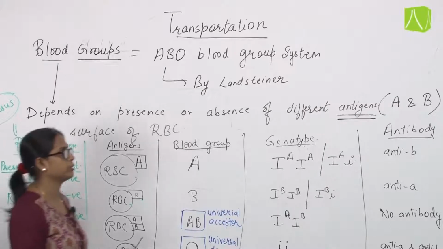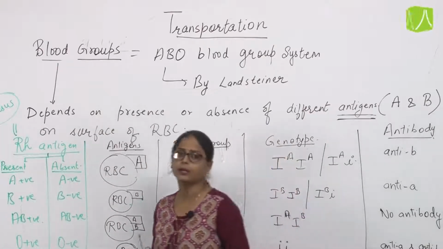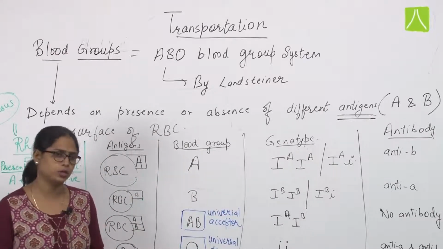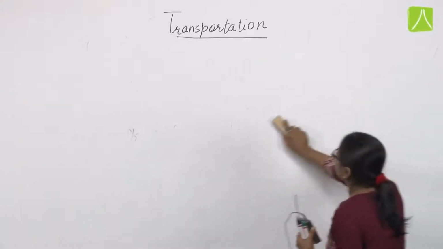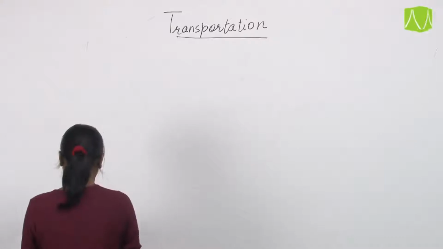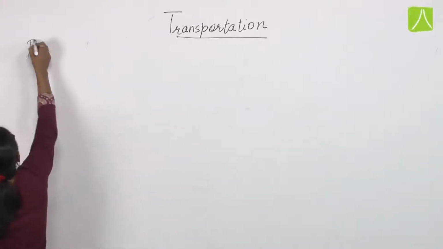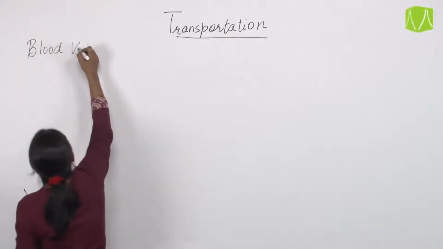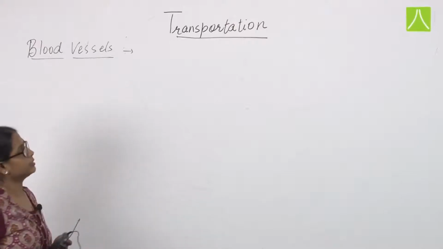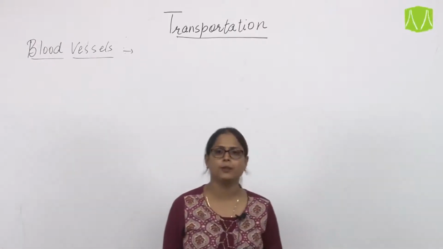Now we are going to discuss the different blood vessels, that means the tubes or conducting vessels through which blood flows in our body from one part to another. As we all know, blood vessels are the tube-like structures inside which the blood flows.